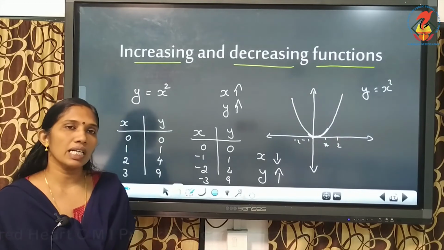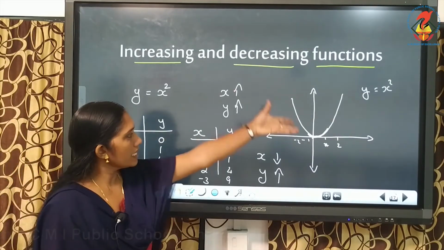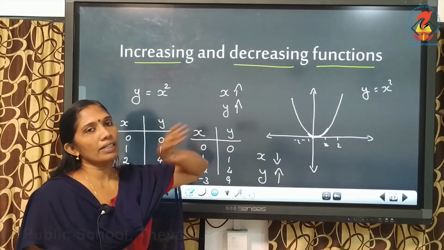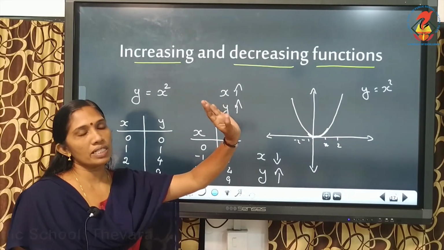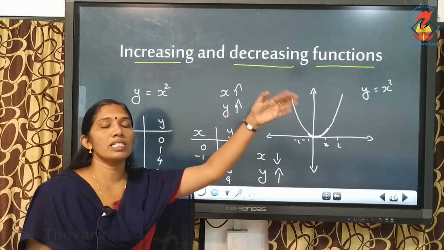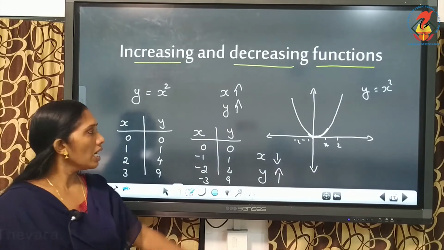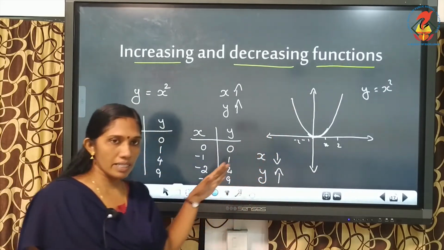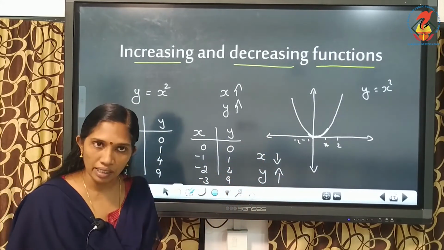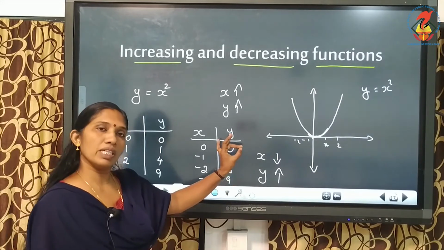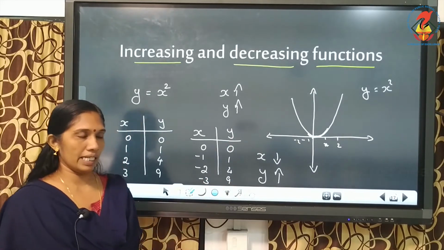So, that is the general meaning. In the right hand side x increasing, at the same time y also increasing. So, we can say that the function is increasing in the right hand side. But in the left hand side x is decreasing but y is increasing, just opposite. So, we can say that function is decreasing.